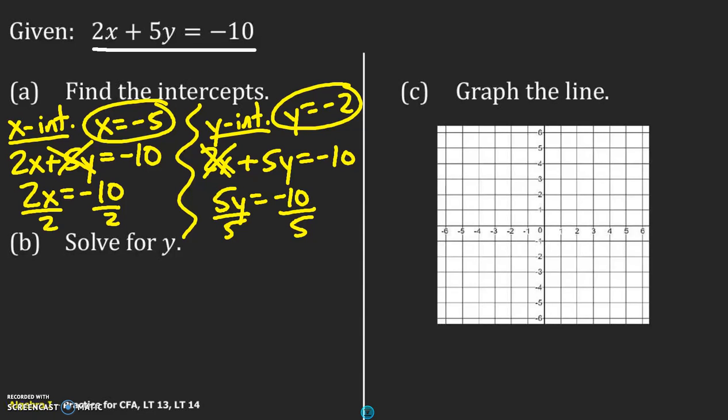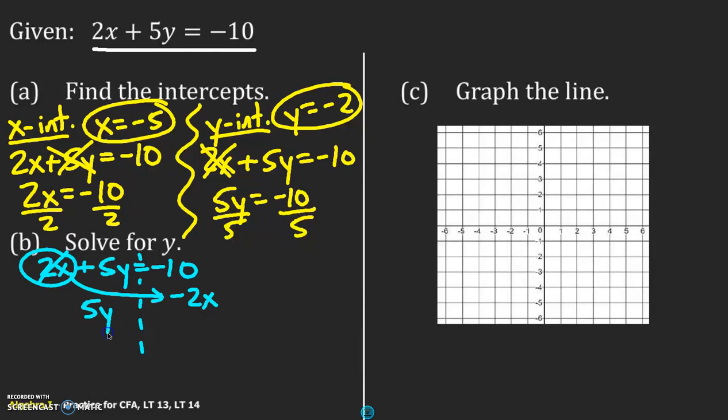Part B says solve the equation for y. This, many of you thought, was the most complicated thing you had to do in this learning target. 2x plus 5y equals negative 10. Panthers, if I want to get the y term by itself, I need to take this 2x and move it to the other side and change its sign. And now what I should say is, I've got 5y equals negative 2x minus 10. My final step to get y by itself would be to divide both sides by 5.